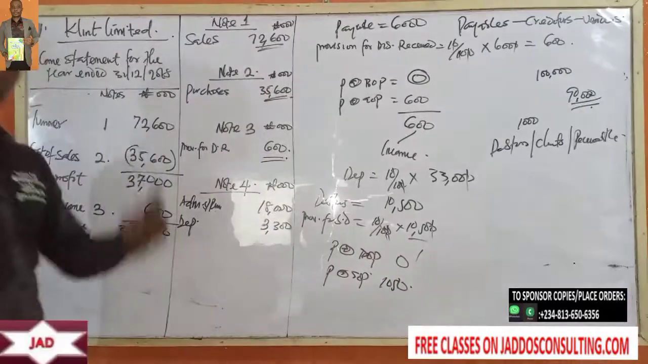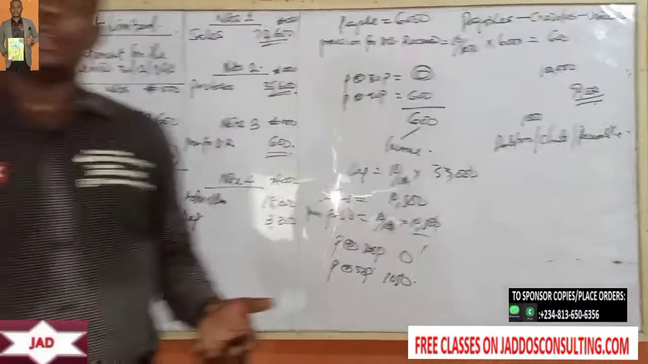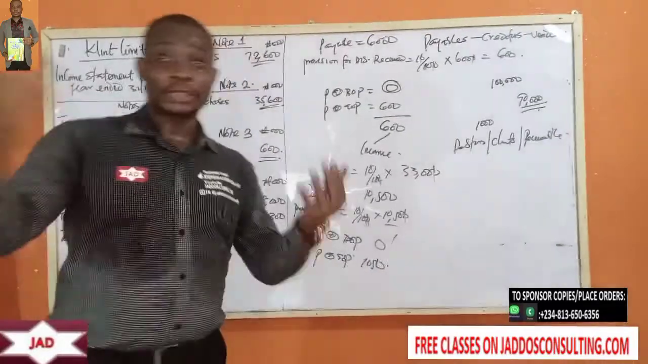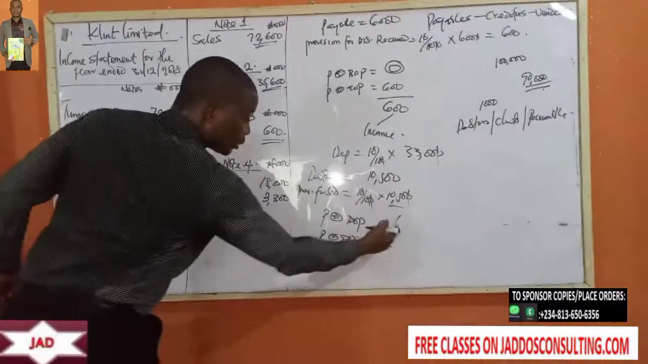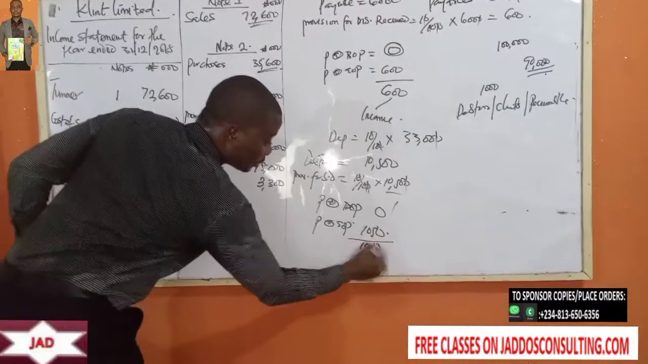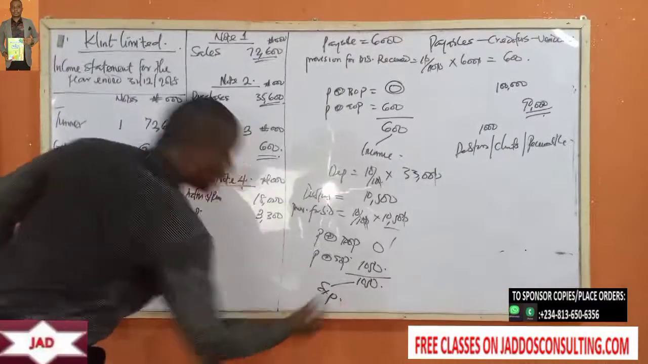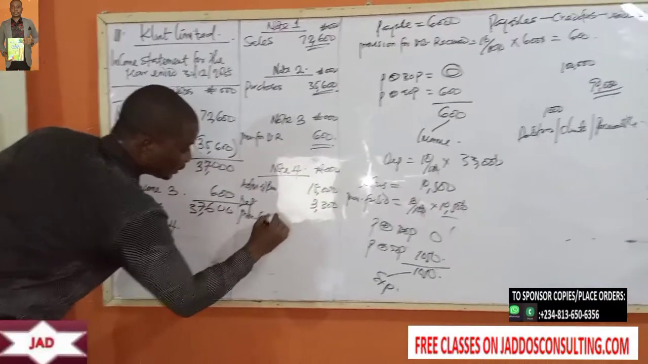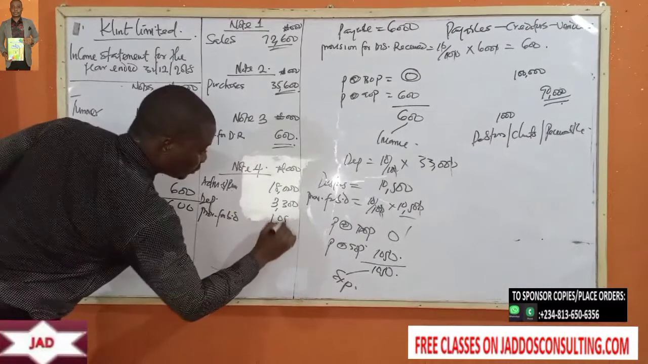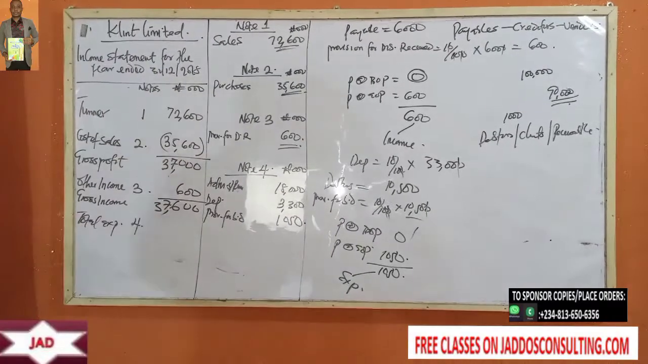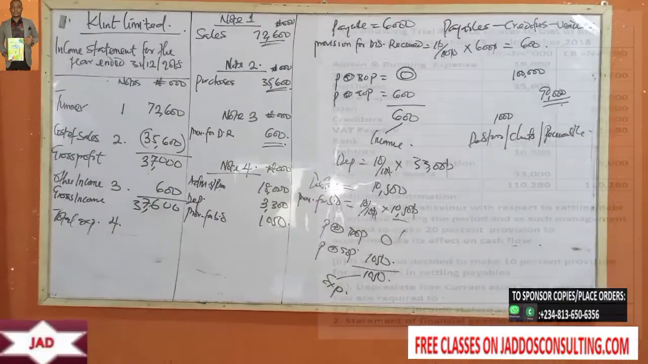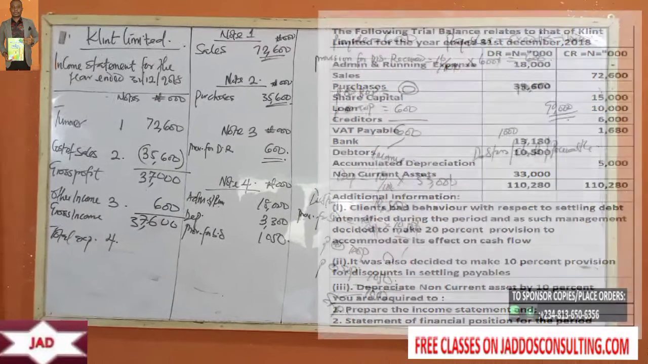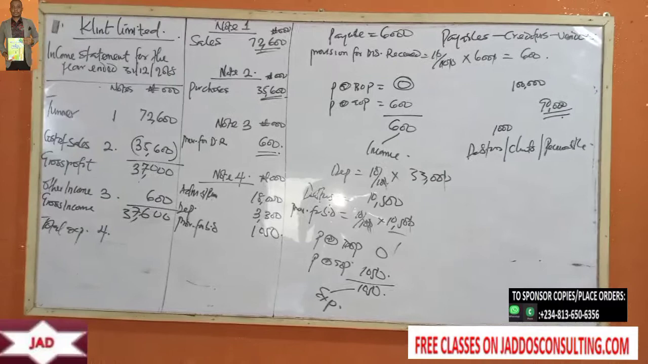I told you, if you're making provision for an expense item and there's an increase, you treat it as an expense. If there's a decrease, treat it as an income. So here there's an increase from 0 to 1,050, so the difference is 1,050. This becomes an expense. So we say provision for bad debt, 1,050. Is there any other item here? No, there's no other item.